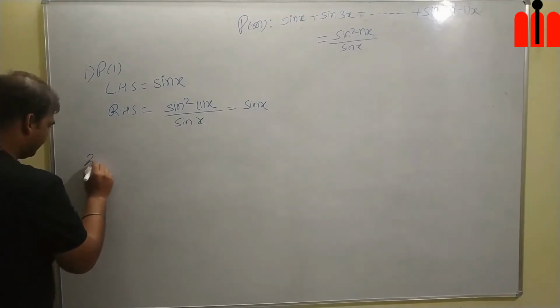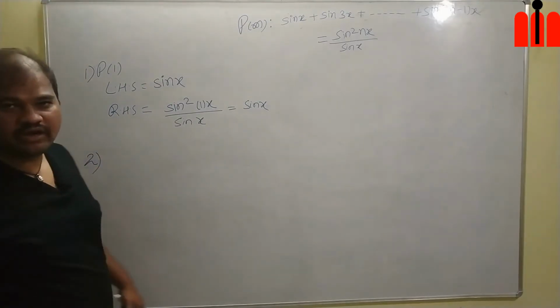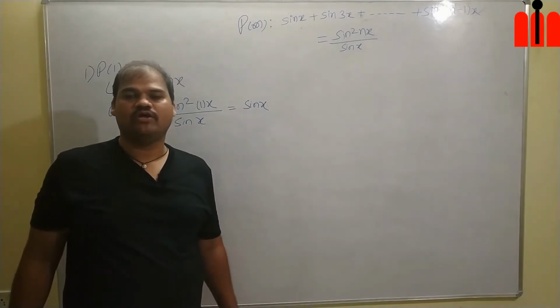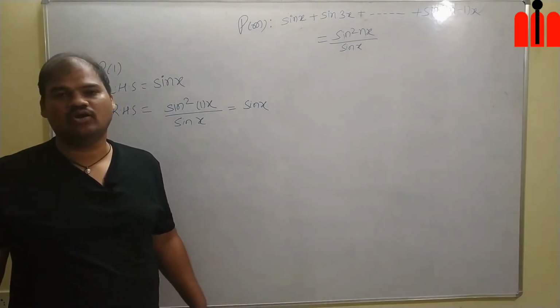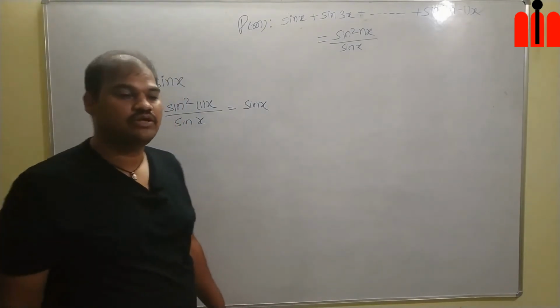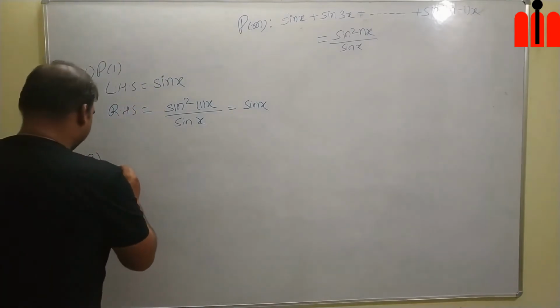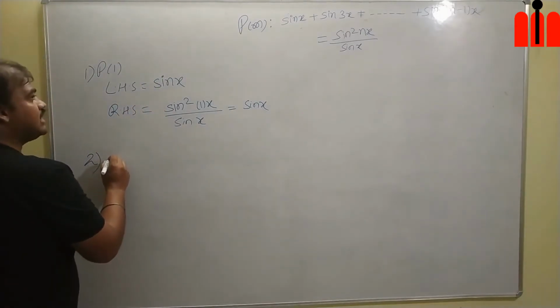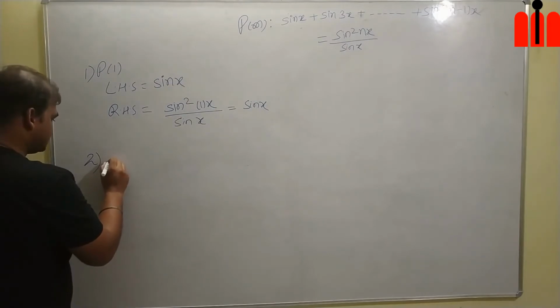Now let's go to our assumption step, where we will write our concrete statement. In this concrete statement, we will write our m terms. So how will my LHS look like?